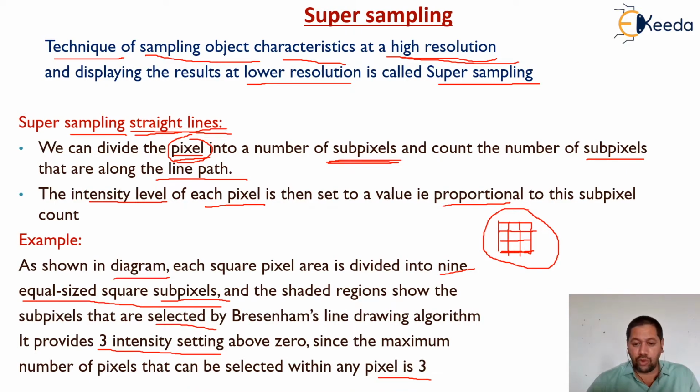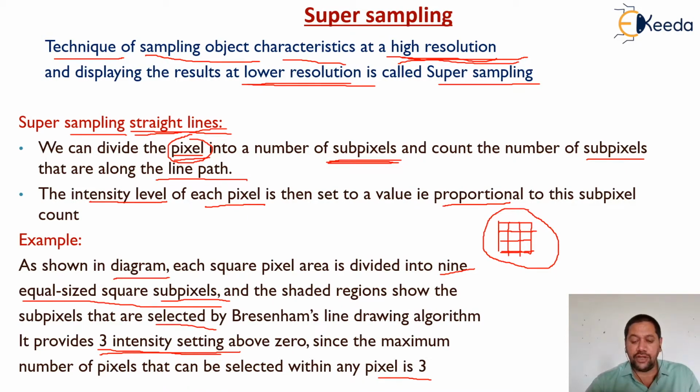Maximum 3 pixels can be selected and covered, so we are going to set 3 intensity levels above 0. To understand this concept, my 1 pixel is now divided into 9 pixels. I have divided my 1 pixel into 9 subpixels. Obviously my resolution will be increased, so I'm calculating this at a higher resolution, and while displaying I will again go back to the lower resolution.